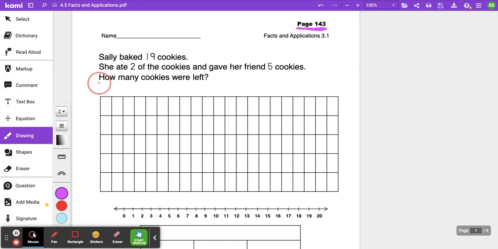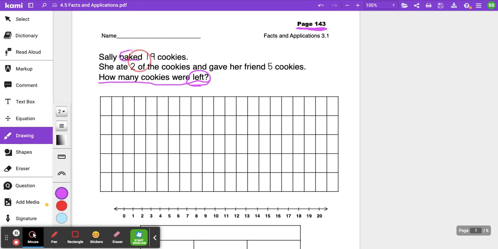So we need to underline the question. Tell me, what are we looking for? Yes, the cookies that are left. And it says we're going to go back through the whole problem and we're circling information, right? Underline the question, circle information. So we have to go back and circle information. Sally baked 19 cookies. What's important?